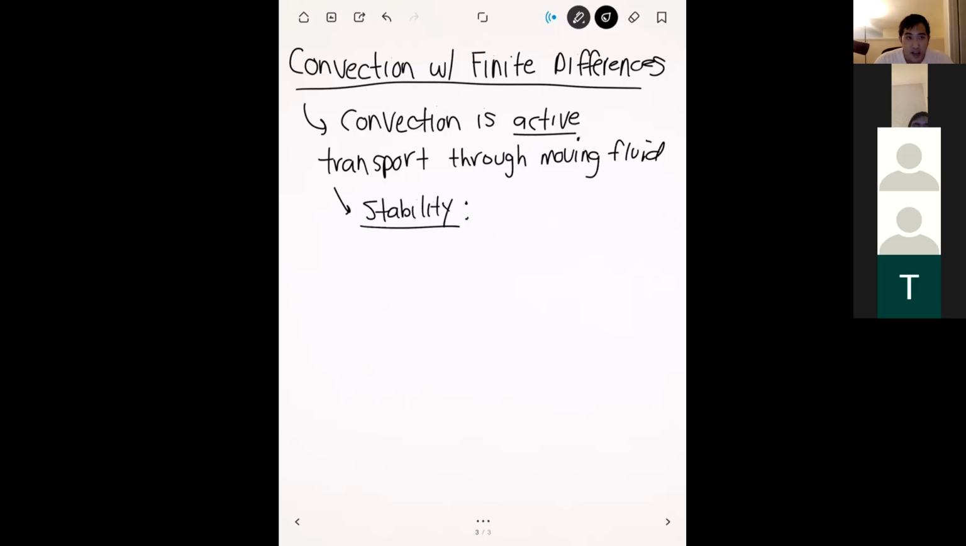This is separate from accuracy. Instability is the tendency for numerical solutions to do some crazy oscillations. Stability means certain conditions must be met in order for our solution to be stable.